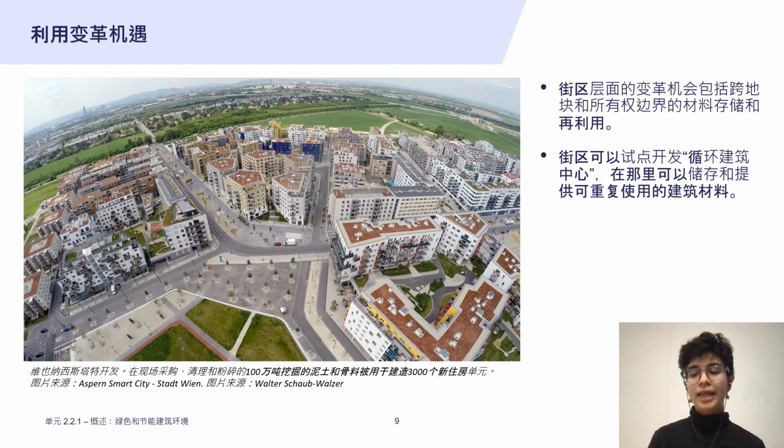Transformative opportunities at neighborhood level include material storage and reuse across plots and ownership boundaries. Neighborhoods can pilot the development of circular construction hubs where reusable construction materials can be stocked and made available. In Vienna Seascard development, for instance, 1 million tons of excavated earth and aggregates were sourced, cleaned, and crushed on site for the construction of 3,000 new housing units.